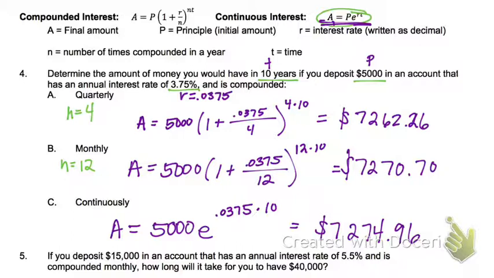So you'll notice there is a slight increase with the more that it's being compounded. It's not significant though, especially after 10 years. You would think there would be a bigger gap, but not always the best to compound continuously.